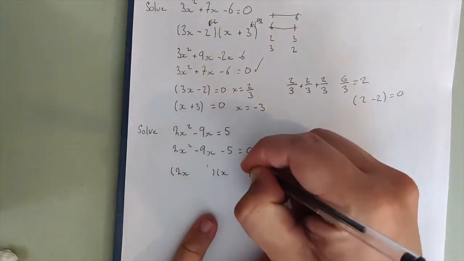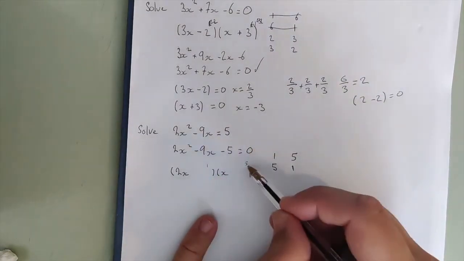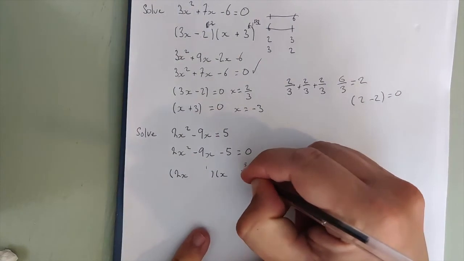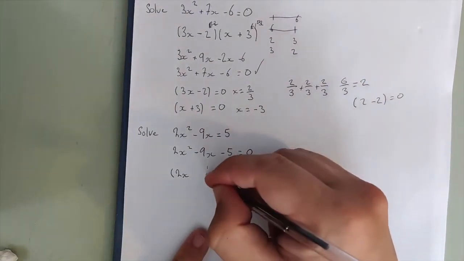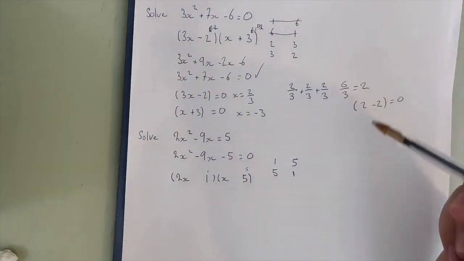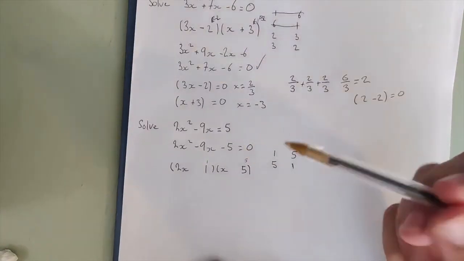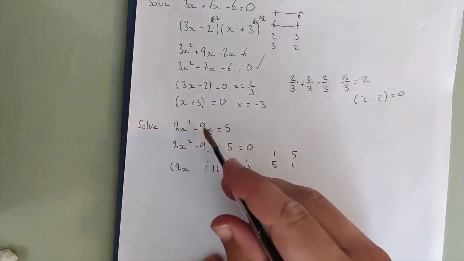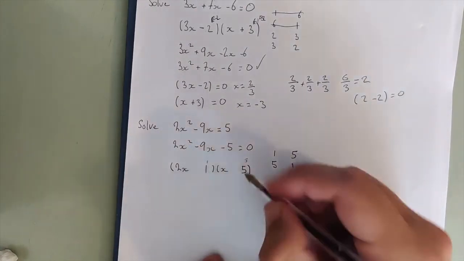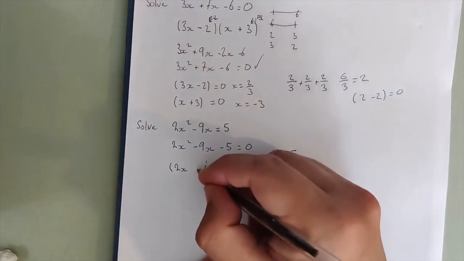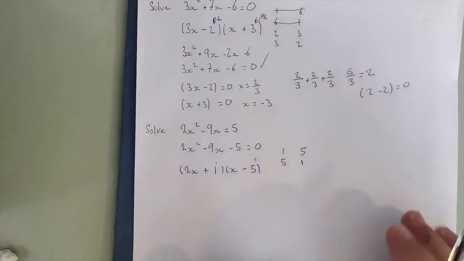So 1, 5. That'll give us 10x. That'll give us 1x. So that seems like it's going to work. It looks like it's going to create that minus 9x that we want. Got to worry about the signs. It's a minus, so we know it's both different. We want minus 9 in the end, so we're going to make this minus 5 and this plus 1.